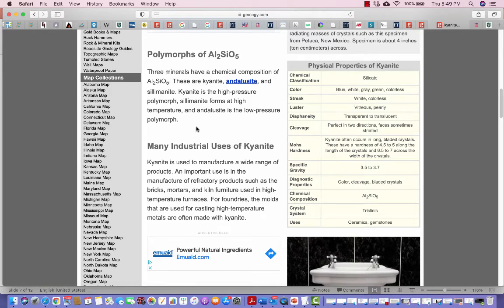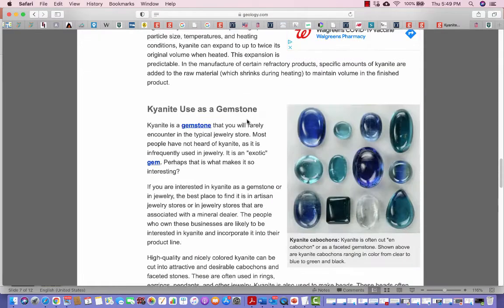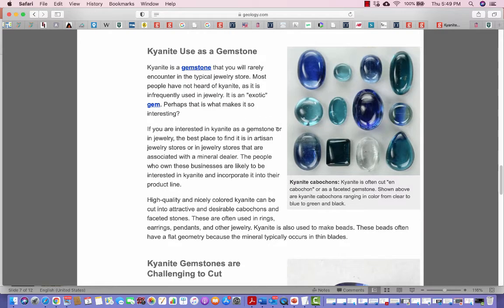So these form in metamorphic rocks. It's the high pressure variety. And here's some gemstones. If you look at what kyanite looks like when it's really clear and does not have any impurities, it's quite an attractive mineral. Often it's shaped like this with a smooth top. Not a sparkly gemstone, but one with a smooth top, and it's set into jewelry as well.